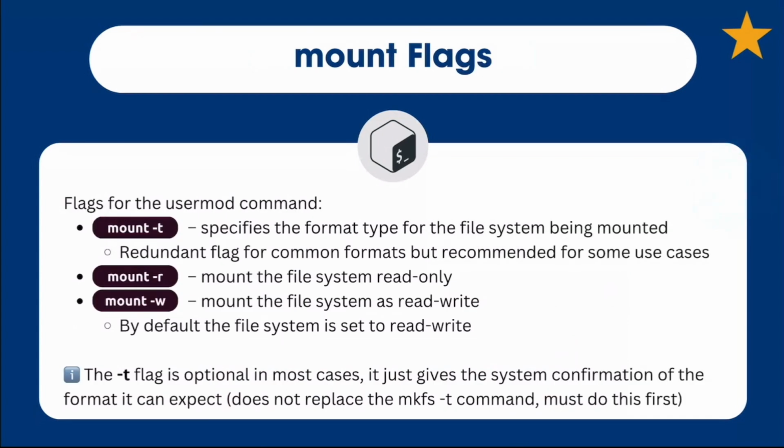Some of the flags: we have the -t. This is just to confirm the type of file system that you're going to be mounting. It's kind of redundant, right? Because when you format it, you're already telling the system what the type is, but it's good in certain cases. If you're doing scripting, that's a great way to double confirm that you're giving it the right file type that you expect. If you want to mount a file system as read-only, so that you can only read it and not make changes to it, you can use the -r flag. By default, it's always set to read-write, which gives you both permissions. The -w flag will do that explicitly.